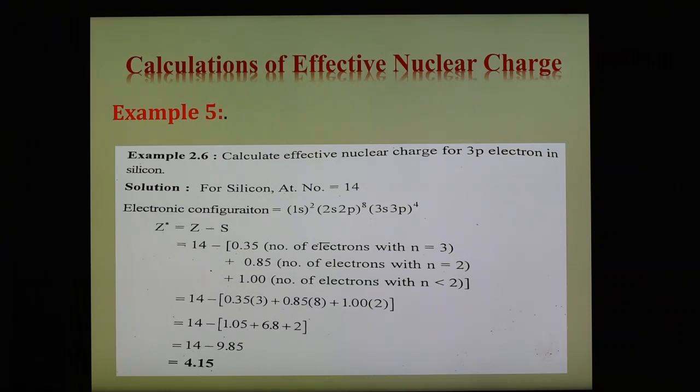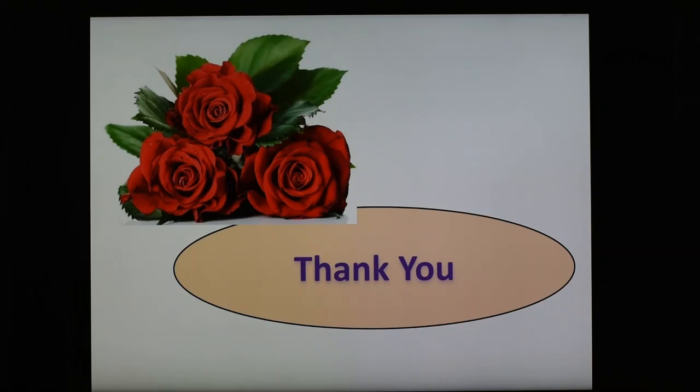And now the last example. So we have taken different examples, and another example is also there that you can calculate. You can take phosphorus or nickel, or you can take a different example for the calculation. So in the case of nickel, for example, the atomic number is 28 and the configuration is 1s2, 2s2p8, 3s3p8, 3d8, 4s4p2. So Z star equal to Z minus S.